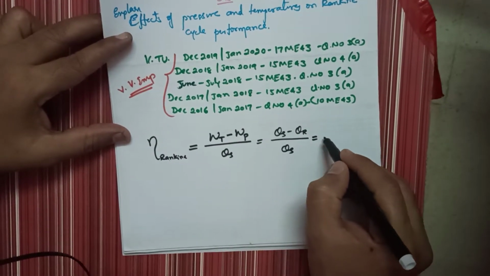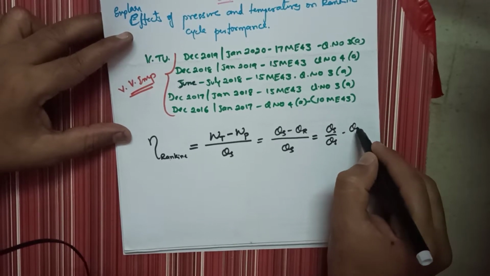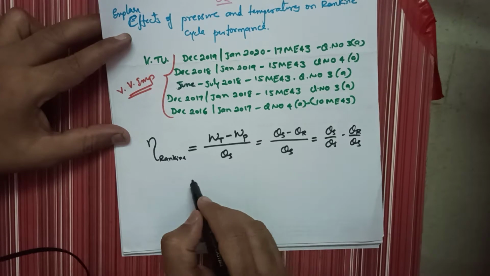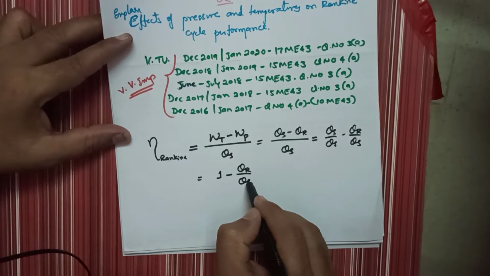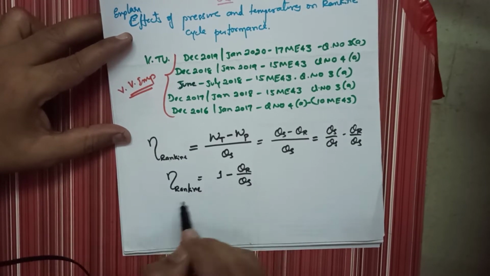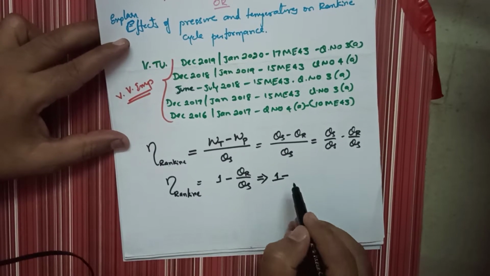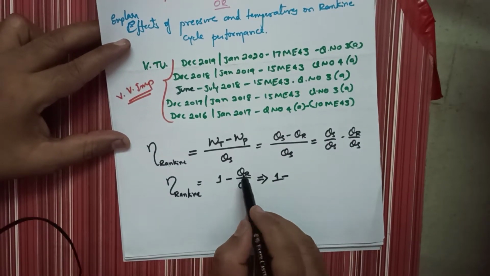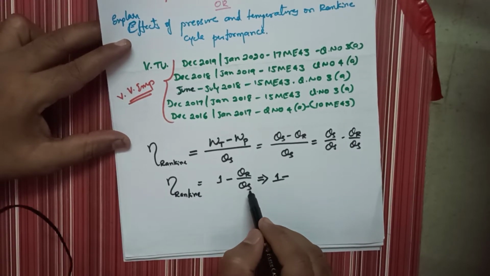So I will simplify this equation. Qs by Qs minus Qr divided by Qs. So you will get 1 minus Qr divided by Qs. This is the efficiency of the Rankine cycle. So Qr is nothing but what? Qr is heat rejected, and Qs is heat supplied.